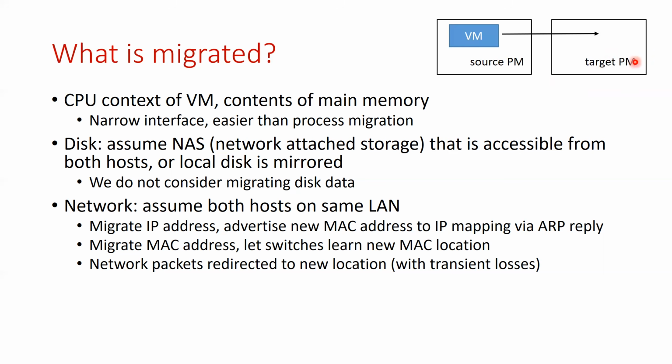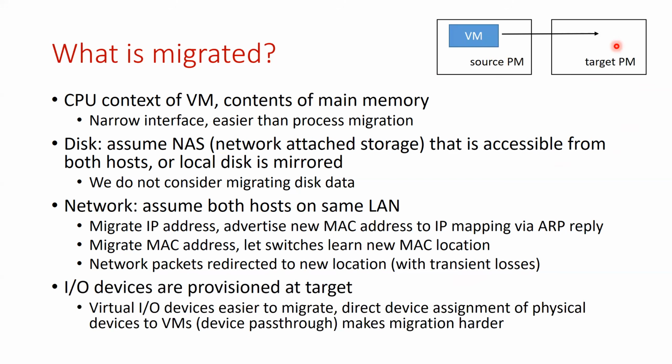So whatever way you do, whether you migrate the IP address and announce via ARP, or migrate the MAC address and let the switches learn, the network migration is equivalent to a host moving from one network location to the other on the same LAN, which can be easily handled. Once you do this migration, the switches will learn and they will redirect the packets to the new location. Of course, there might be some small transient losses during the migration itself, but that is still okay. Your application will still continue to run and you can still have a live migration.